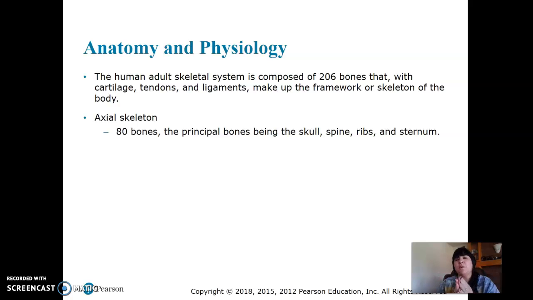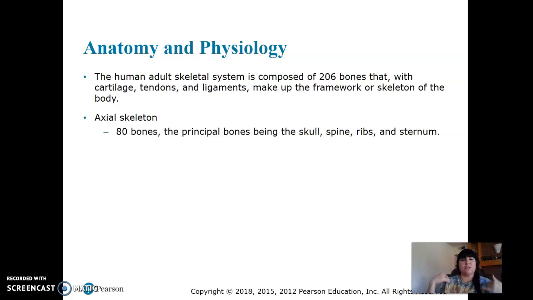Well, what's going to hold bones together? Cartilage is on the ends of bones that helps with cushioning between bones. Tendons and ligaments, they're going to help hold bones together, right? Tendons help hold muscle to bone. Ligaments hold bone to bone, okay? So, axial skeleton, appendicular. Axial, we're talking about the axis. We're talking about in the middle.